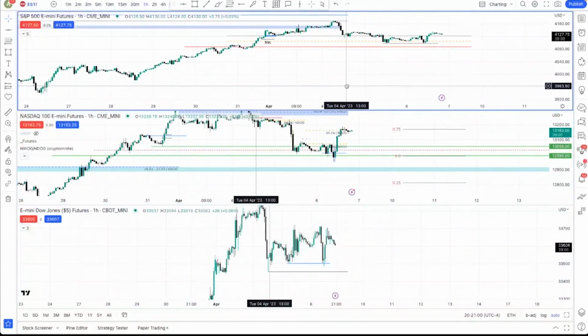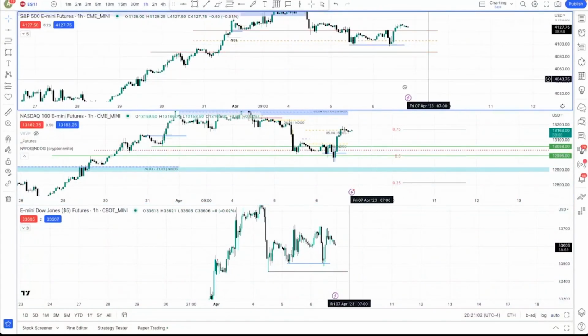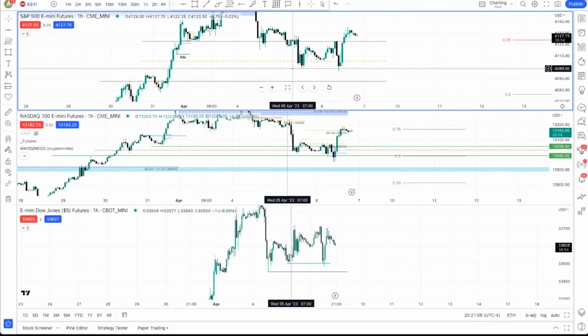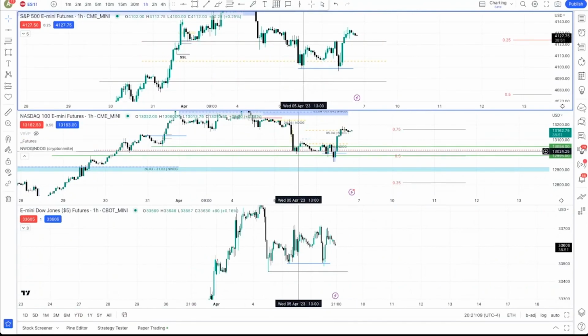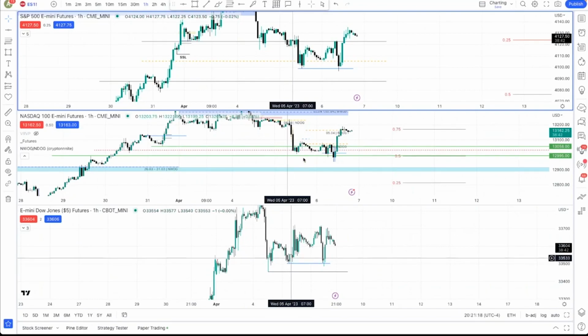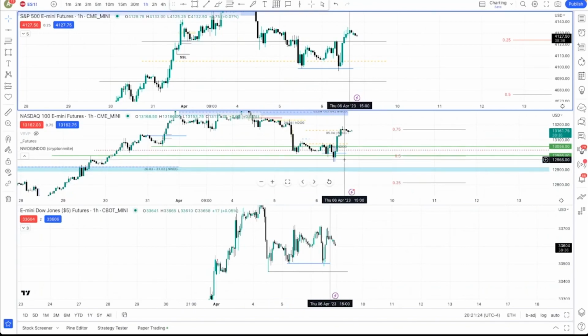And then ES barely takes this low out. So this made a lower low. ES and YM made lower lows earlier on compared to NQ. And so this runs that liquidity.